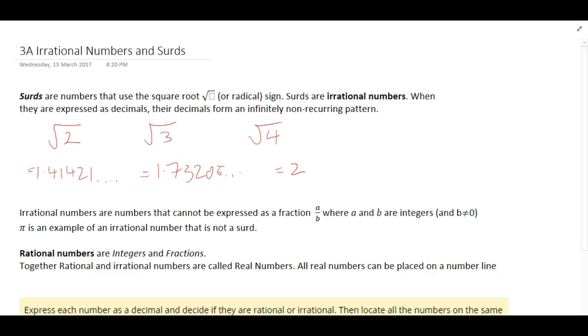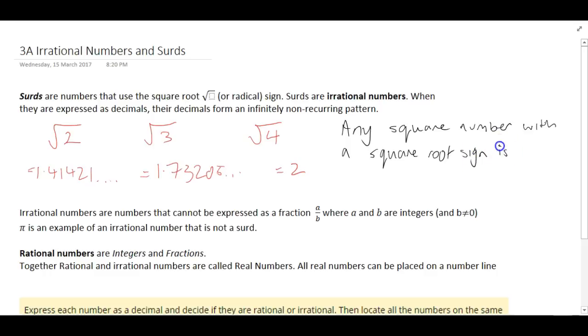I'm just going to write this down as a rule. Any square number with a square root sign is not a surd. That's an important exception to the rule. Not everything with a square root sign is a surd. Some of them can be simplified. Another example would be the square root of 9, which is 3.